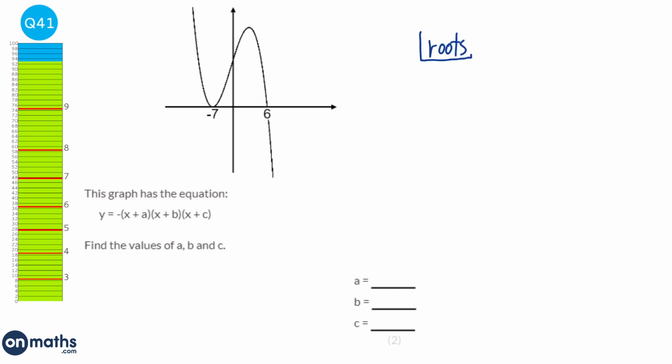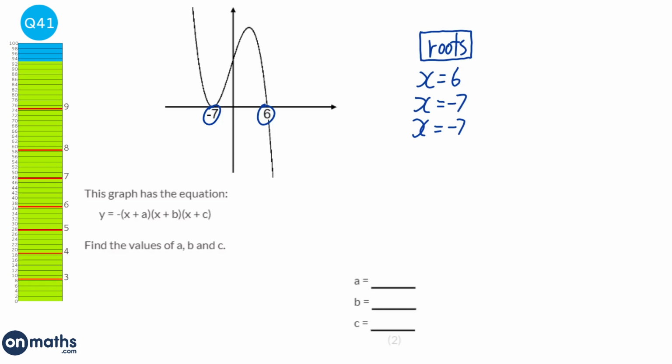So the roots are where the line crosses or touches the x-axis. So here we can see it touches it at 6, so when x equals 6. And here, now this is an interesting one, it actually touches it twice. It touches it at -7 the first time going down, and then it touches it at -7 going up. So there's technically 2 roots there. Sort of one root, but it counts twice because it's going down on one route and then up on the other route.